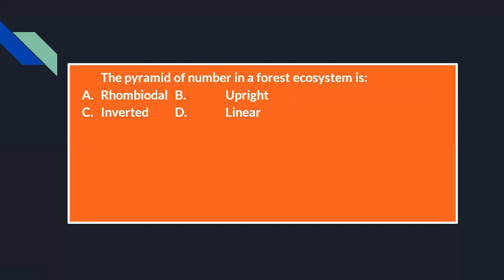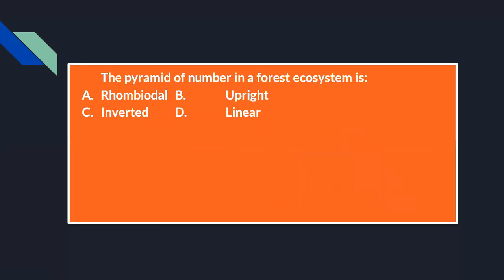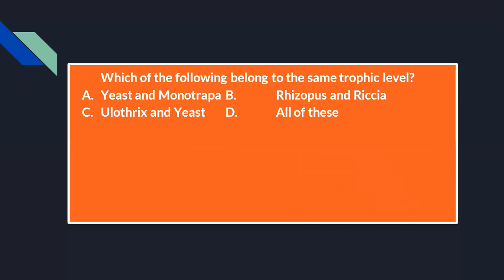Then next question, the pyramid of number in a forest ecosystem is, rhomboidal, upright, inverted, linear. And the rhomboidal shape is like this. Look at here. At level 1, you will see grass, then above it, grasshoppers, kinds of insects, then we have frog, then snake, then hawk, like that. So this is a kind of rhomboidal structure. So the pyramid of number in a forest ecosystem is rhomboidal. Option A is correct.